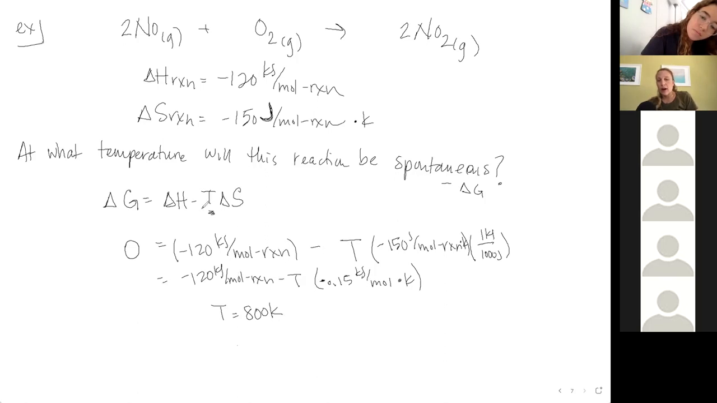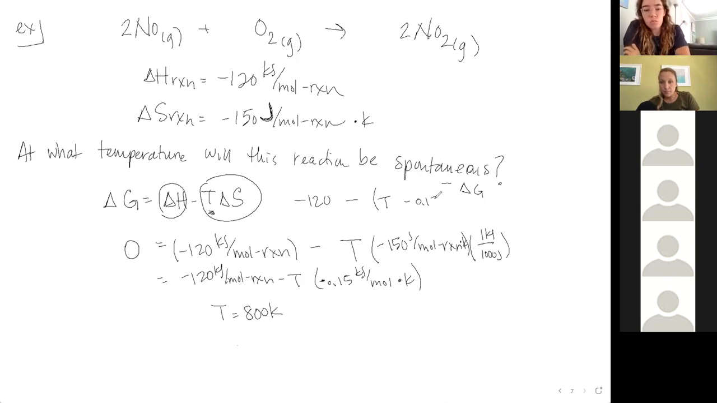800 degrees Kelvin is where this reaction turns to be positive. So if we were to go above 800, then this term here becomes a larger positive term than this term. So right now we have negative 120 minus temperature times negative 0.15. So once we get to 800, this value here, the TS, becomes a greater positive value than this negative 120.